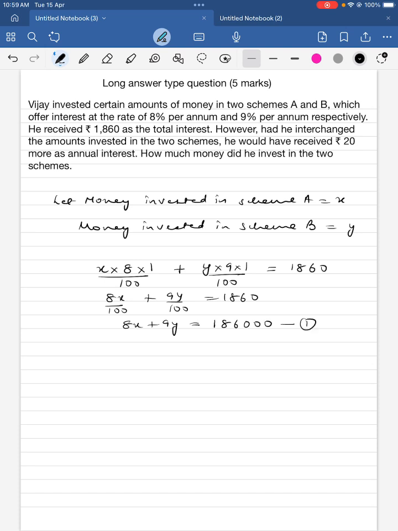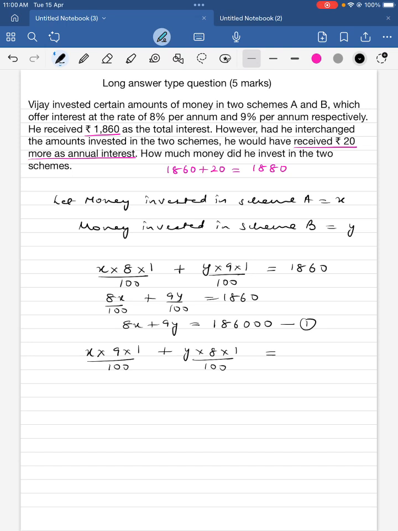Now in the second part of the question, they've mentioned that the amounts invested in the two schemes have been interchanged and then he would receive rupees 20 more as annual interest, which means now the interest for the money would be X times 9 times 1 divided by 100 plus Y times 8 times 1 divided by 100, and he's received rupees 20 more as annual interest. Now how much would 20 more mean? Along with 1860, 20 more was received. That is, he's received 1880 rupees now as interest.